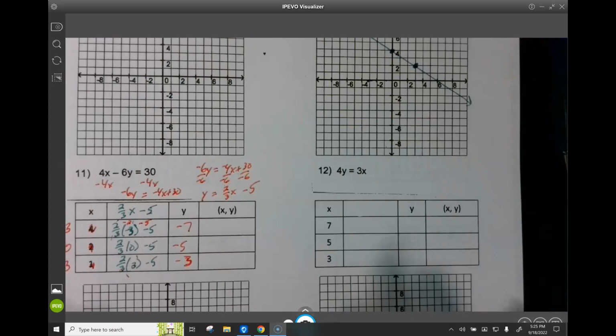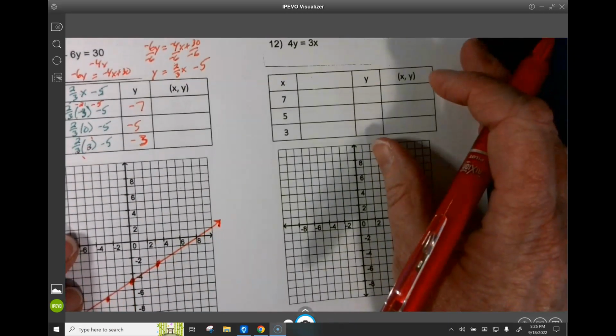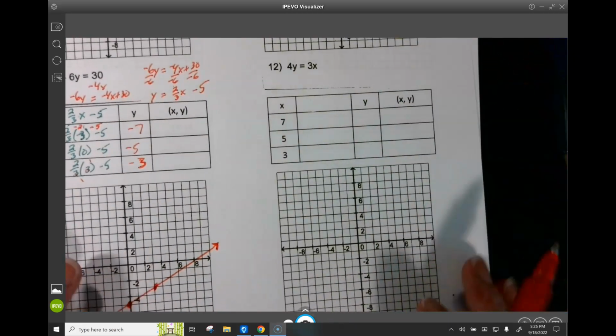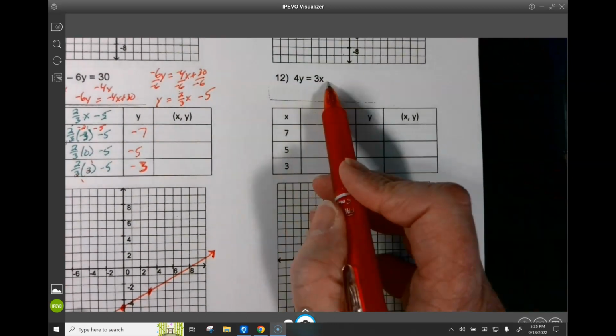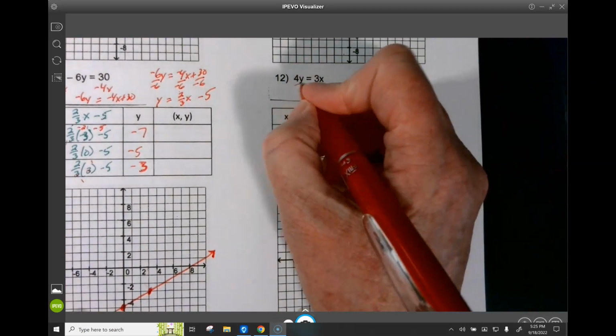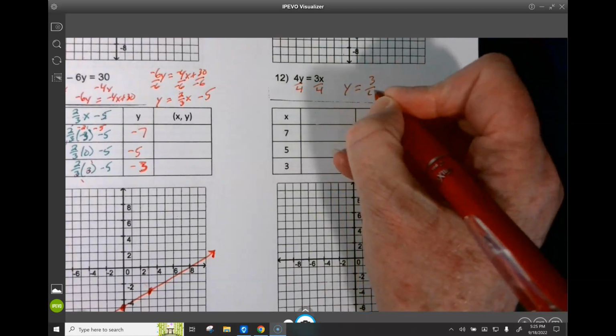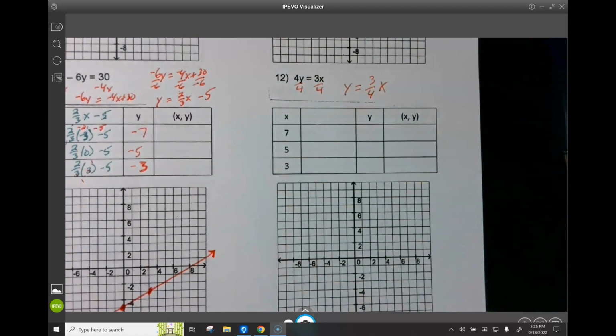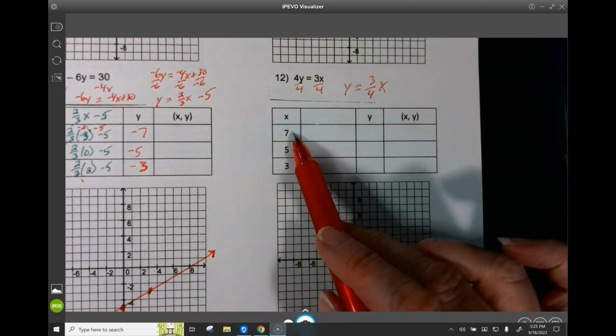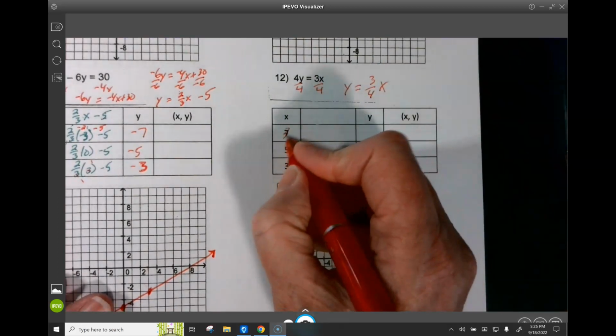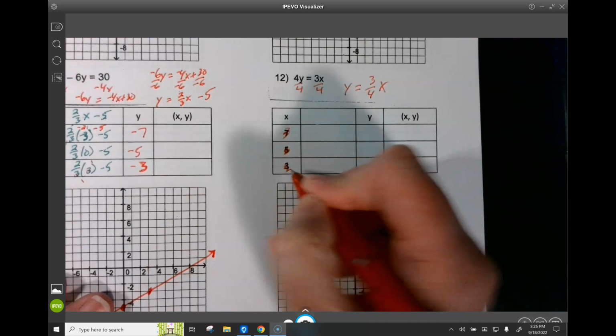Good. Let's go to, oh wait, you know what, number 12 is right here. Let's look at number 12. Let's get y by itself. So let's divide through by 4. So I get y is equal to 3/4 x. And the reason we do it that way is so it's really easy to plug in. I forgot to erase those numbers. We're definitely not using those.